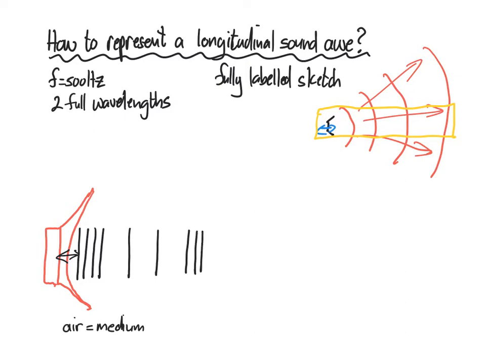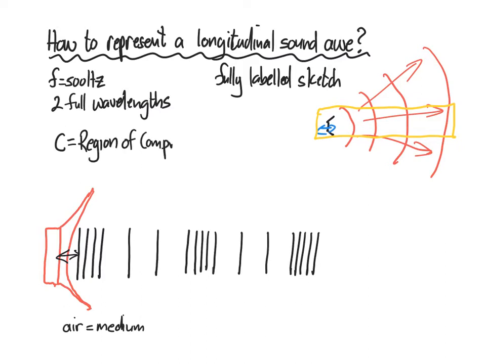There's a region of compression. There's a region of rarefaction. Another region of compression. So I'm going to represent with a C the region of compression. So these would be regions of compression, and regions of rarefaction by R.